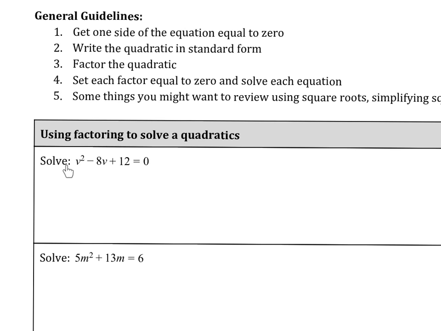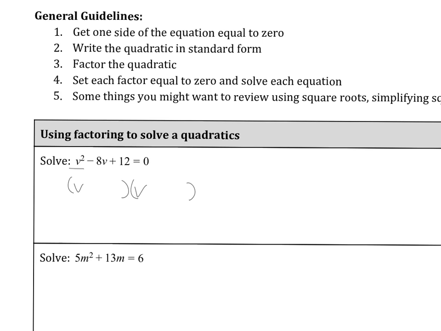But this problem, they were kind enough to already start with it equal to 0. So I don't have to worry about step 1. And they're also kind enough to already have it in standard form, so I don't have to worry about step 2. I'm just going to factor this thing. And when I factor it, that's this thing where we have two sets of parentheses. So we're multiplying two things together. The only way to get a v squared is with a v and a v. And for this 12, I have a couple options. Maybe it's 4 and 3. Maybe it's 2 and 6. So before I start just throwing numbers down here willy-nilly, let's think about that.